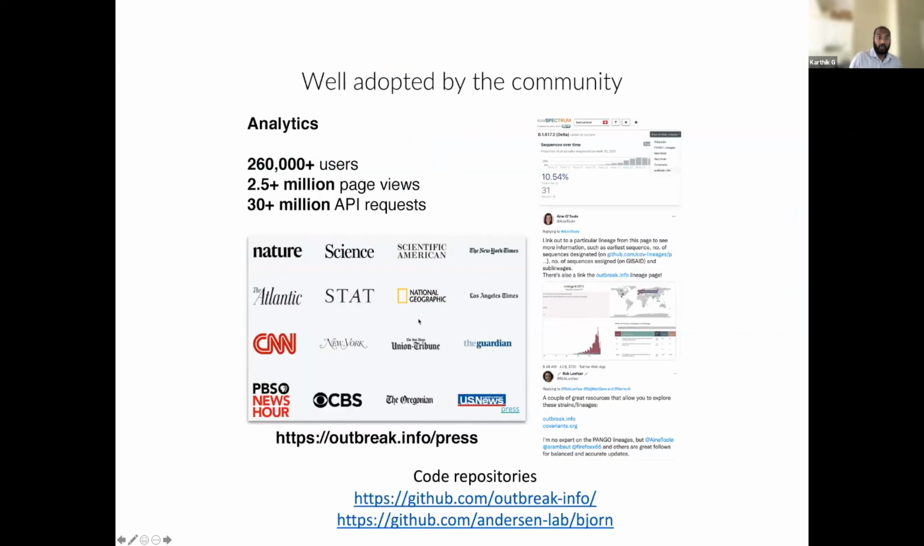Since its launch, we've had over 2.5 million page views, and we've been recently well adopted by the community, including researchers, public health officials, and scientific journalists. All the code that we use in Outbreak.info is public and available on GitHub at these links.